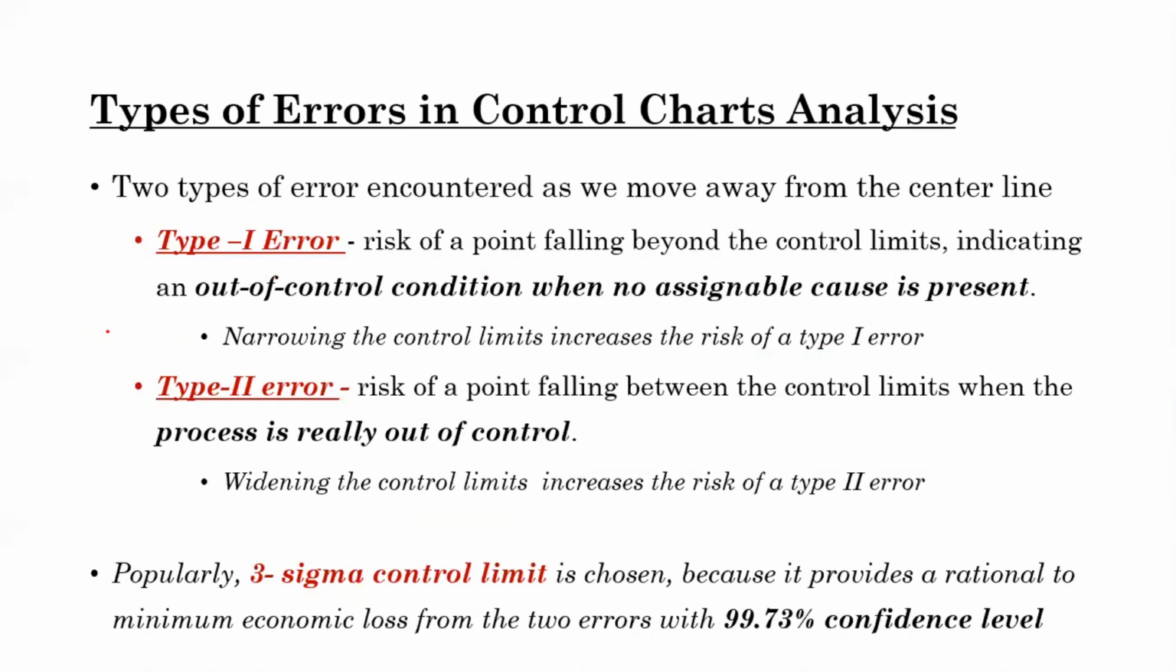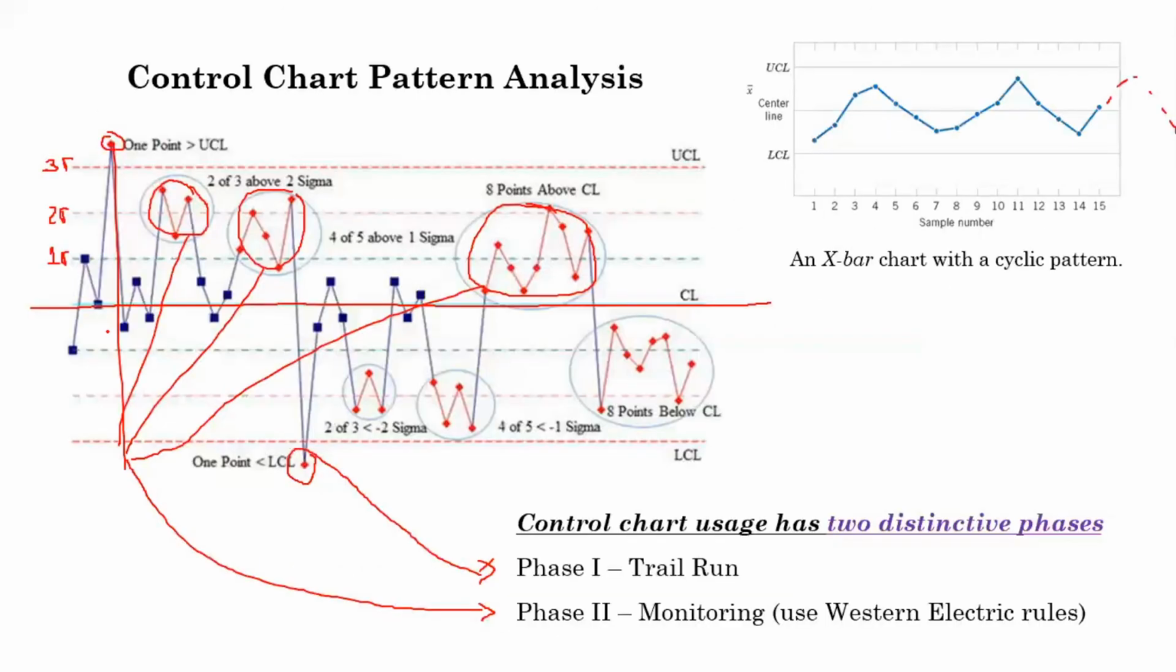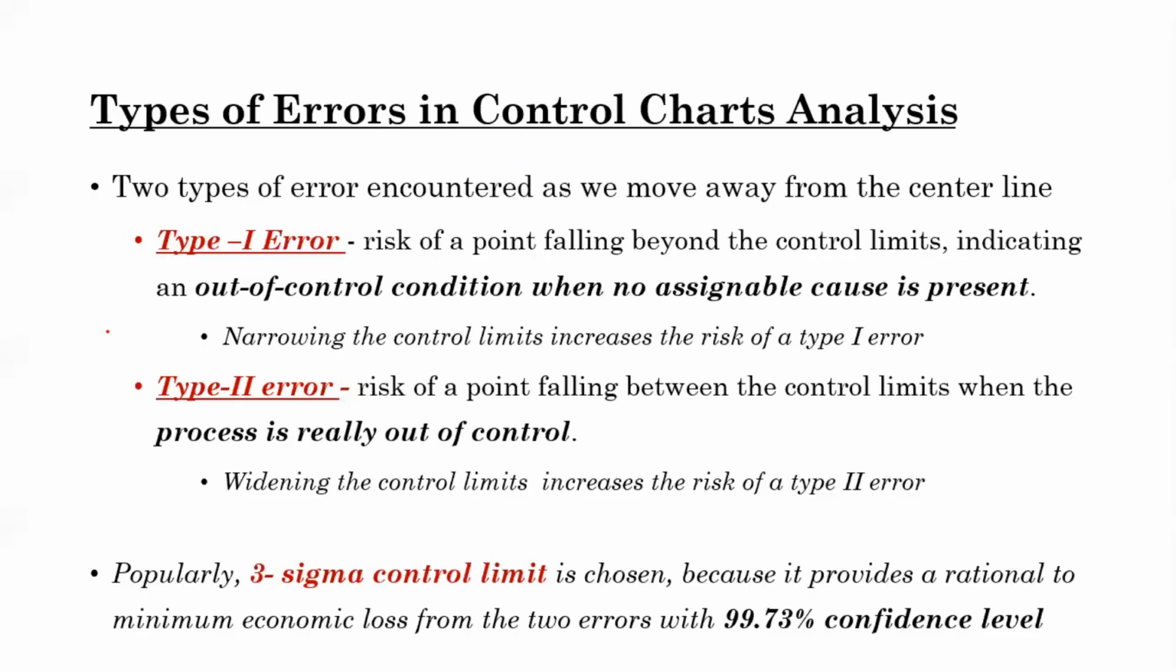Now, in statistics, don't forget that there is always error. We acknowledge we are using numbers and there would be a certain level of error. You have to acknowledge that. So in a control chart as well, there are two types of errors. As you move away from the center line, there are two types of errors. The first one is type 1 error, which is a risk of a point falling beyond the control limits, indicating an out of control condition.